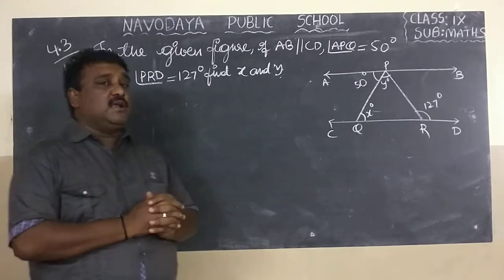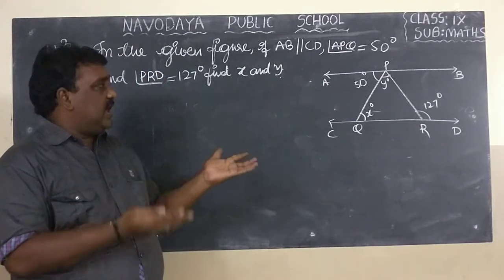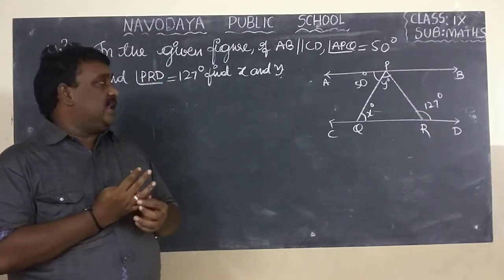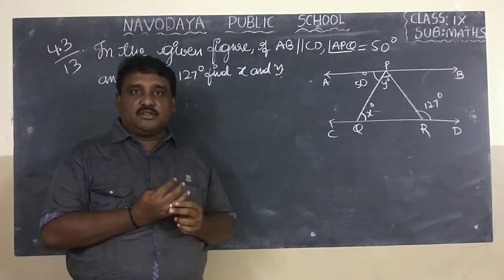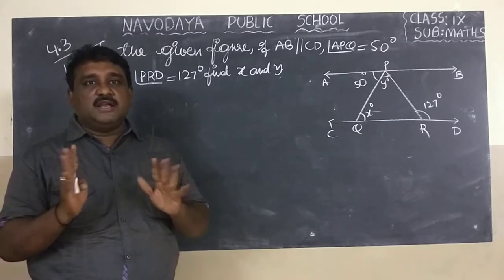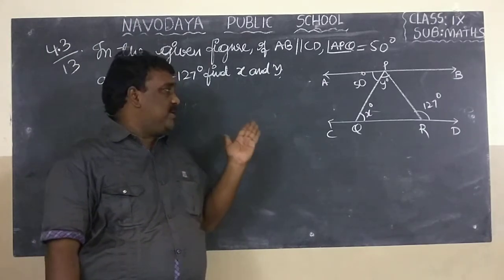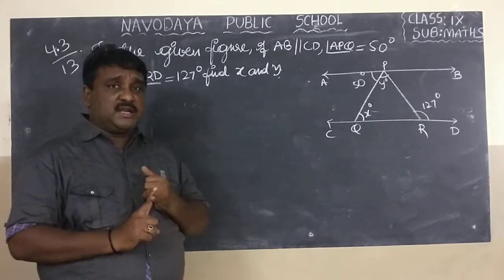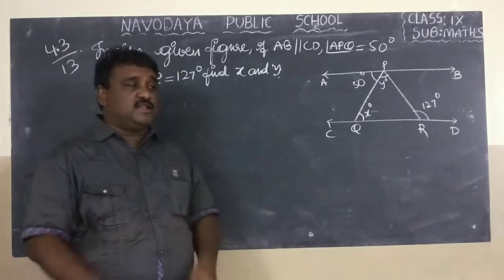So what are the angles in the diagram? Number 1, 50 is an exterior angle, for the triangle PQR. 50 is exterior angle, y is interior angle, x is interior angle, 127 is exterior angle. So they are the different angles in the diagram. PQR is a triangle. Two lines are parallel to each other, AB parallel to CD. The angles in the diagram are 50 degrees, y degrees, x degrees, 127 degrees.